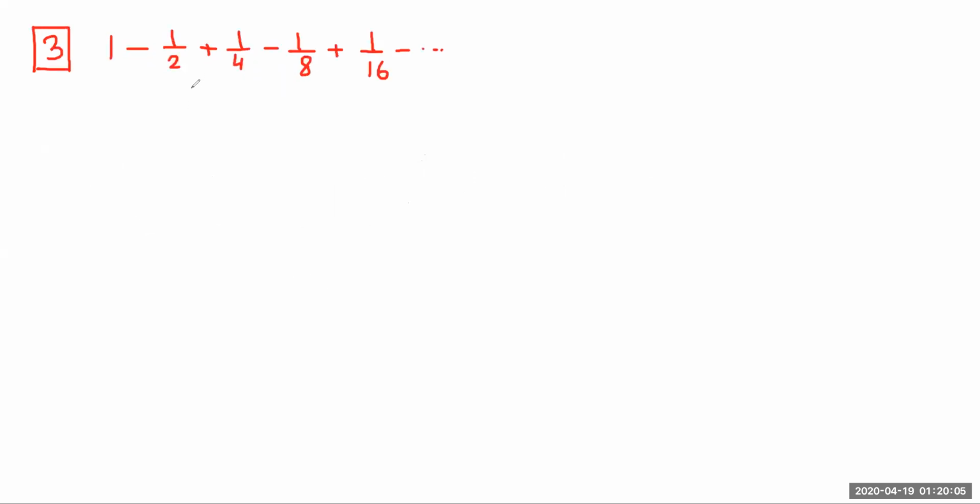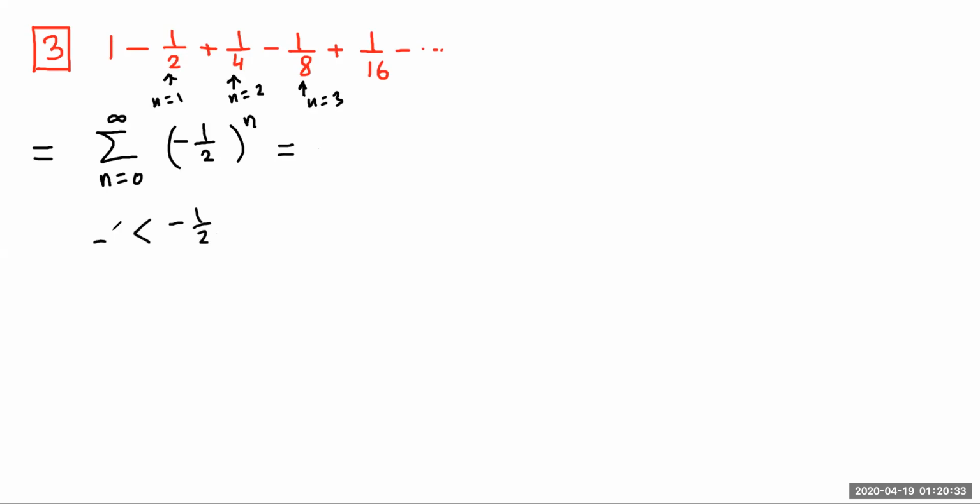Next example. Here, this is sigma of minus a half power n. If I give n 0, I will have 1, from n equals 0 to infinity. If I give n 1, I will have this term. This is for n equals 1, this is for n equals 2, this is for n equals 3, etc. Because minus a half is between minus 1 and 1, I can use the theorem. It's 1 over 1 minus minus a half, so it's 1 over 3 over 2. So the answer is 2 over 3.